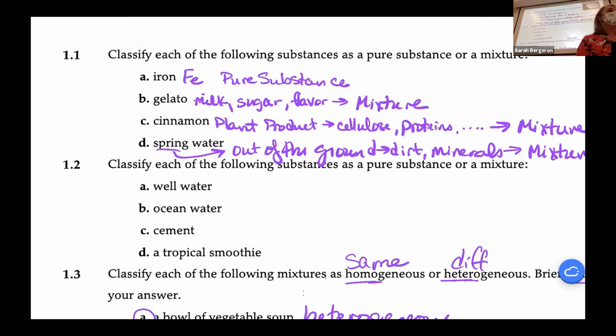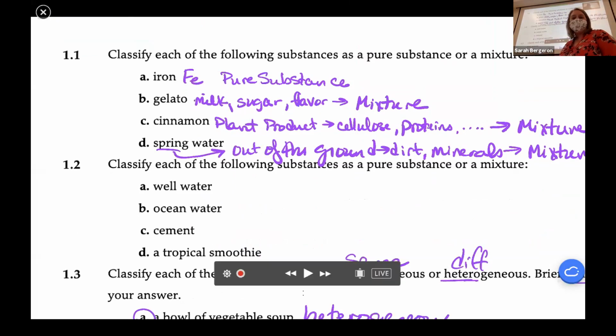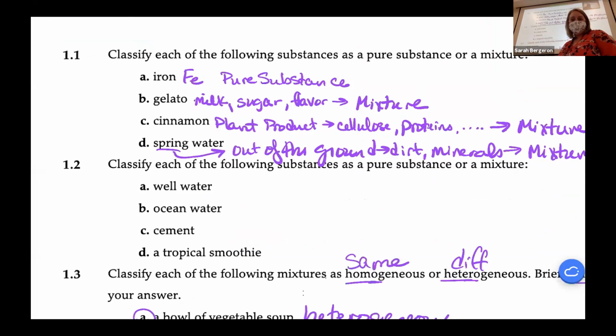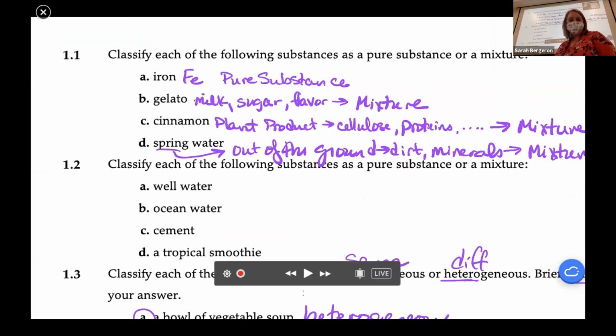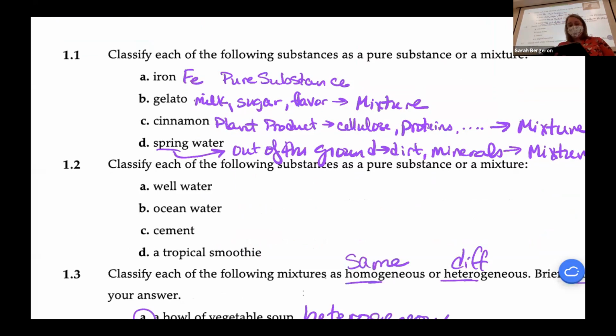Iron, where would we find iron? Periodic table, right? Let me put my chat back up, if I can. Oh no, I don't know how to get my chat back. Well, I'll have to check the chat later, and then I'll figure out how to do it.